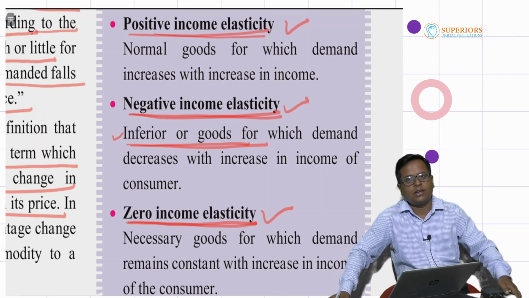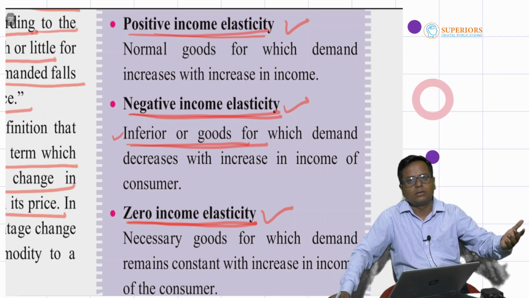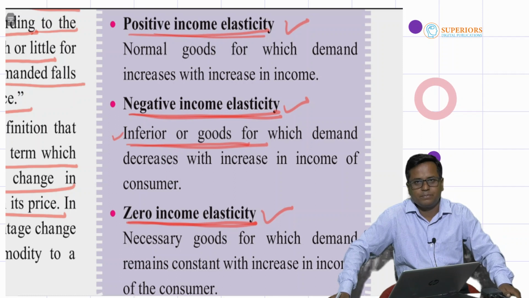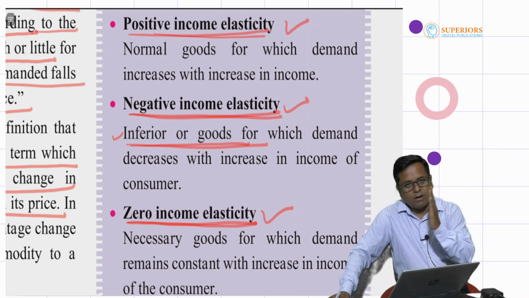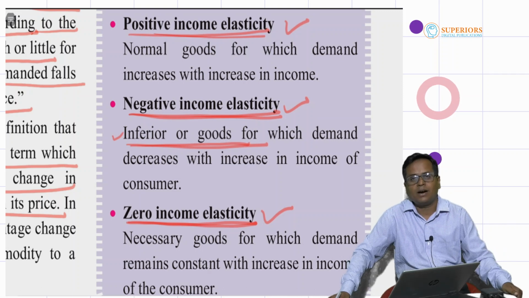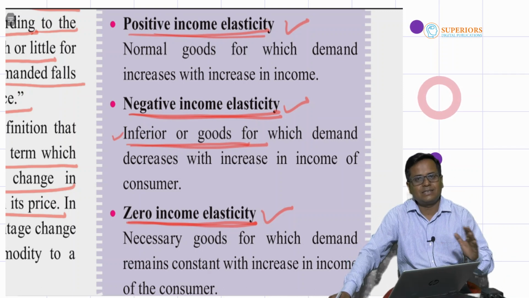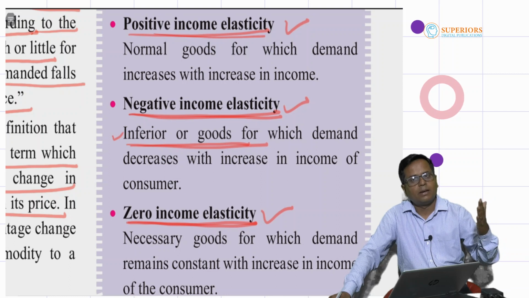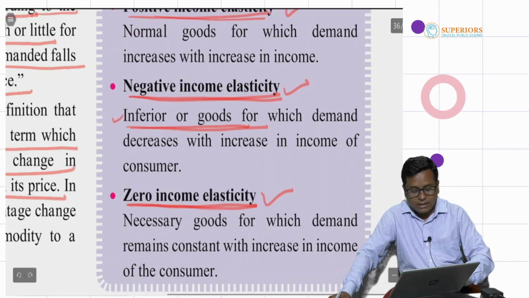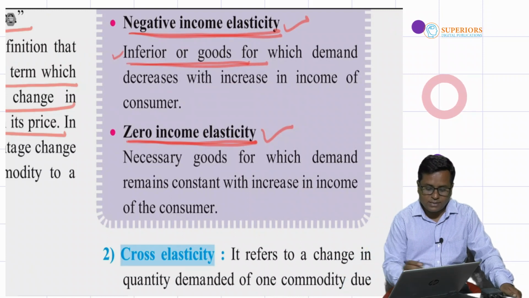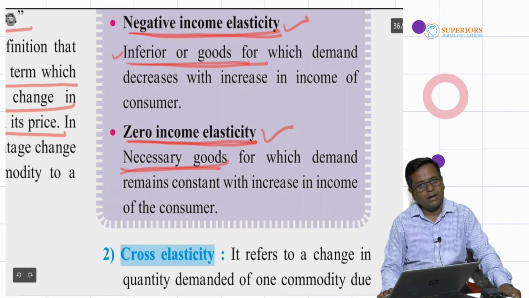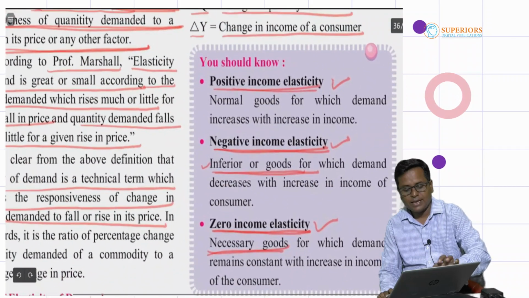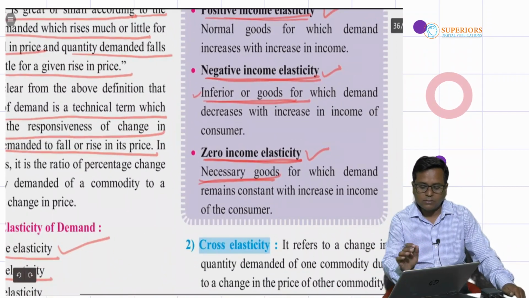It doesn't matter whether your income is rising or falling. Our demand for food grains remains constant even after a rise or fall in our income. Our demand for medicine remains constant even after a change in our income. Either our income is falling or rising, it doesn't affect the demand for necessary goods, demand for medicines. Therefore, the income elasticity of demand for necessary goods will be 0 here. Okay. So these are the three different types of income elasticity of demand.